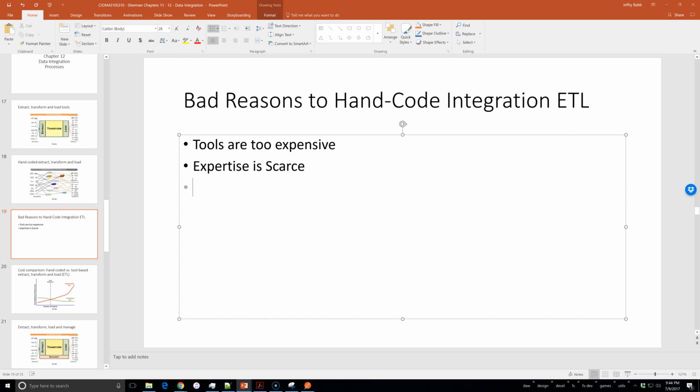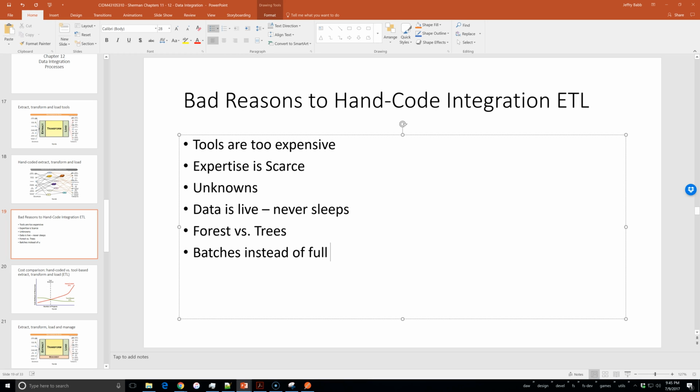And then basically, there are a lot of unknowns. The data is live, right? It never sleeps. It changes so much that you have to keep your hand on it and keep an eye on it. Then, forest versus trees. The idea is that you need to be familiar with the details lest you lose sight of the trees for the forest, as the old saying goes. We basically just end up doing it in batches instead of full tool automation, and the idea is that we're again forestalling change.